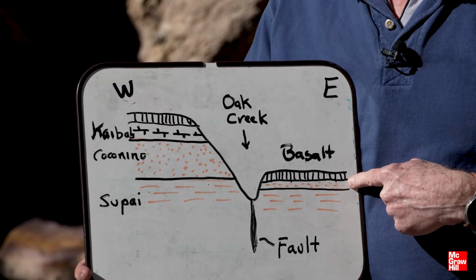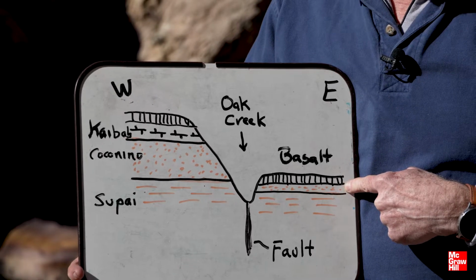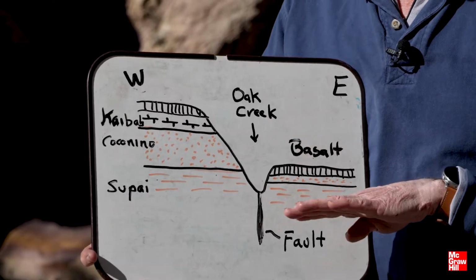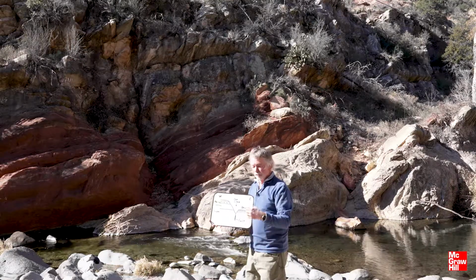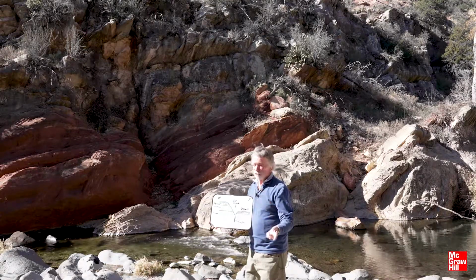That side had gotten uplifted, and you stripped those rocks off the top, and then later on you reactivated the fault. Many of the faults in the Colorado Plateau that started life as monoclines get reactivated by later motion.